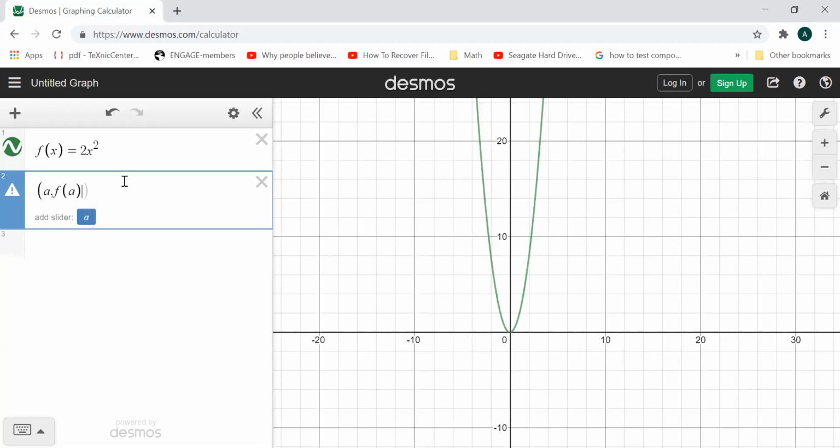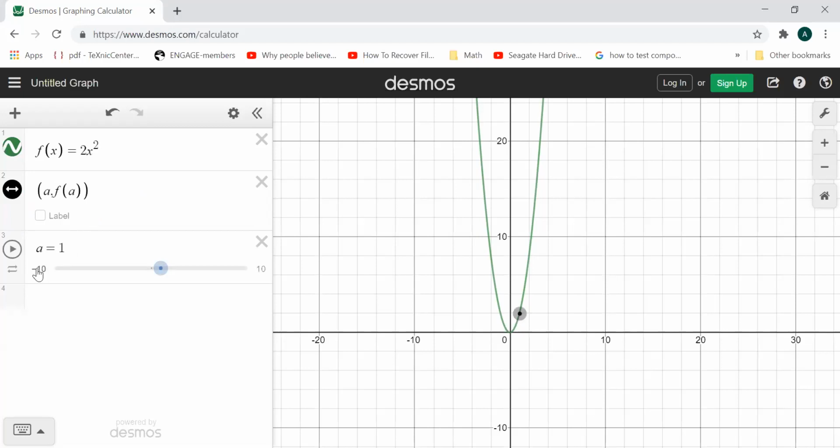All right, at that point, since I didn't specify a, the function, the software is confused. It says, do you want a slider? Yes, I want a slider, actually. And we go from -10 to 10. No, I want to go from -1 to 1. That's good enough for me.